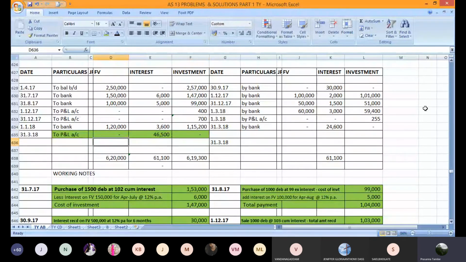And then we have to also balance investment account ledger. We have to take the debit side total and we have to take the credit side total, both for face value as well as for investment account. So face value is 620, debit side total, and investment account 6,19,300. यहाँ पे face value का total कितना होता है? 2,10,000. Okay. So by balance carried down, this will be 4,10,000 face value.